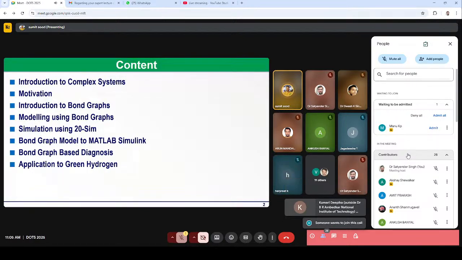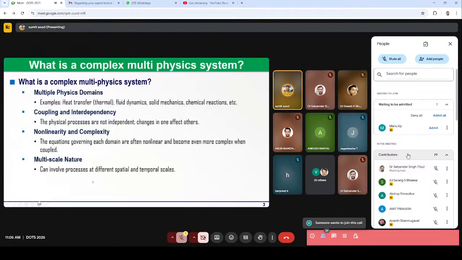We have the license for this, so I can share with you the simulation, and we will also see how these models can be converted into MATLAB Simulink block diagram representation, and again what the use of that is. Then we will also see other applications of these bond graph models and this approach.